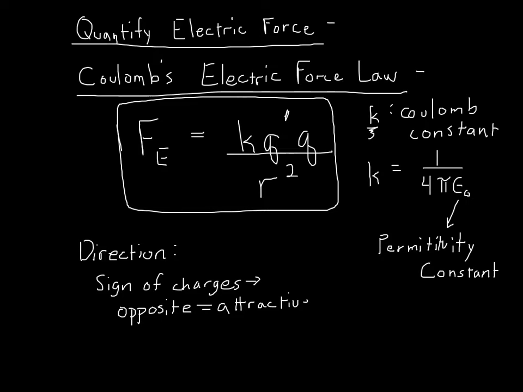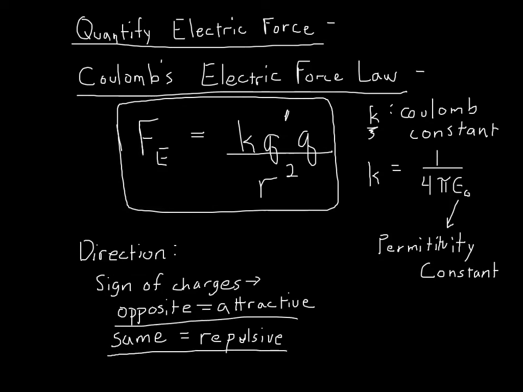This is kind of like gravity. Gravitational force is always attractive. However, if I have two objects with the same sign, then the force is going to be repulsive. Two charges that are the same sign end up with a repulsive force. So opposites attract, like charges, same charges repel. And that lets you get the direction for the electric force.